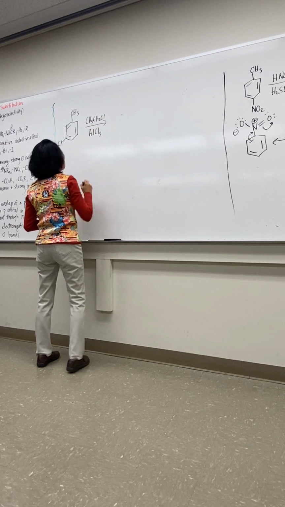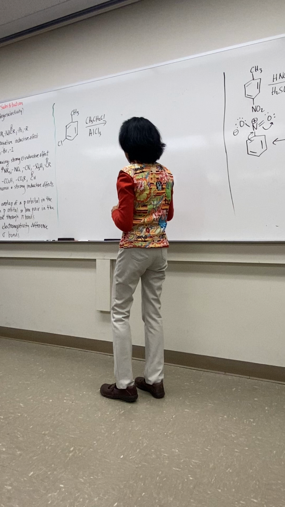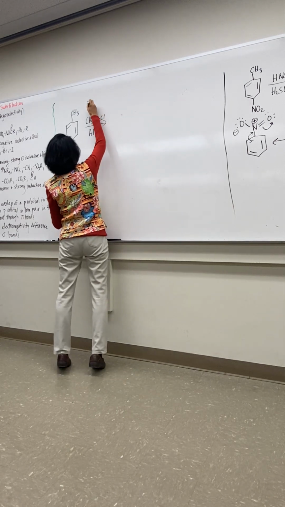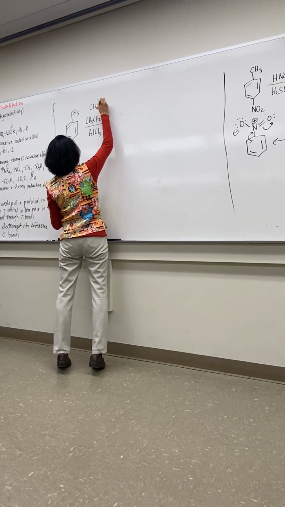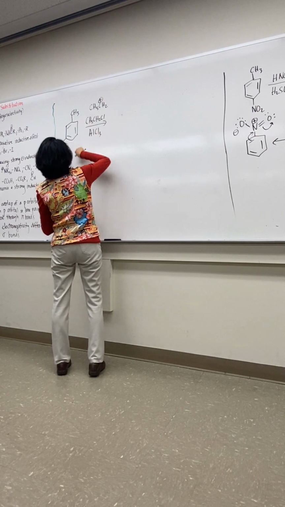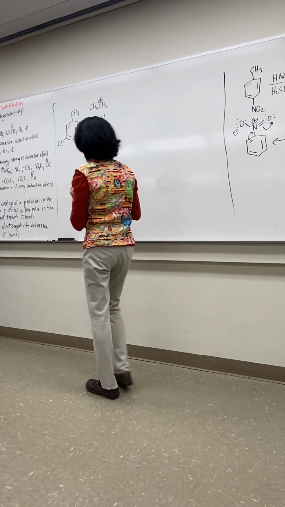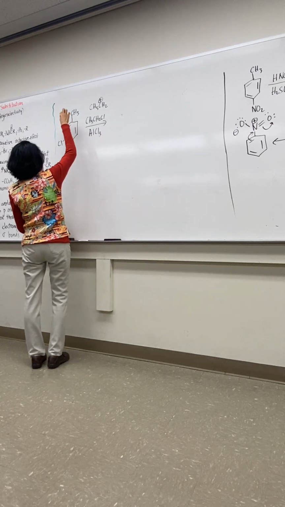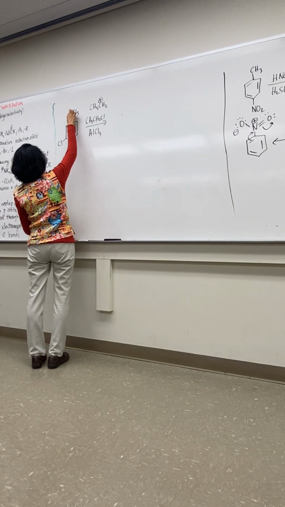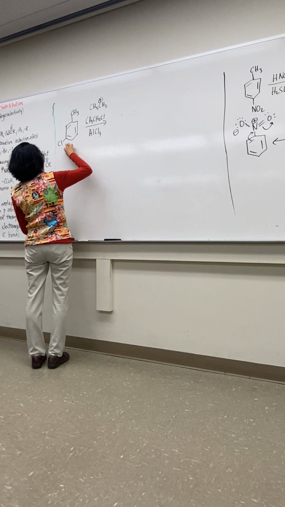AlCl3, okay? So I'm going to do alkylation. The electrophile here is CH3CH2+. This is my nucleophile, but where is it going to go? If you look at this molecule, this is an ortho-para director.